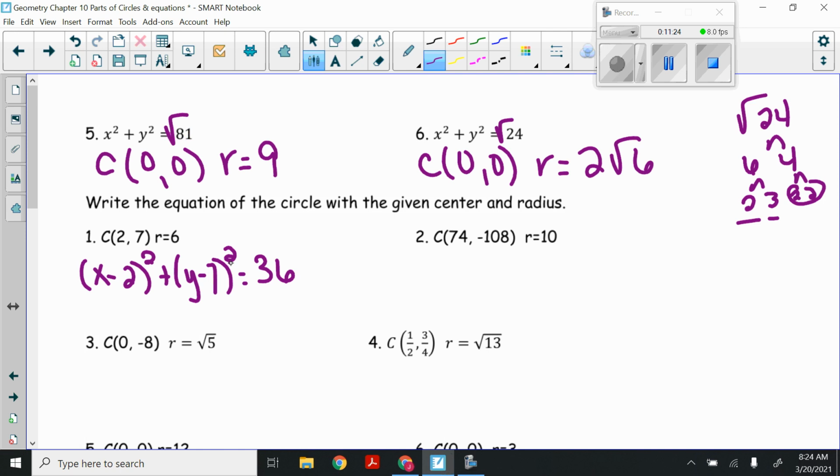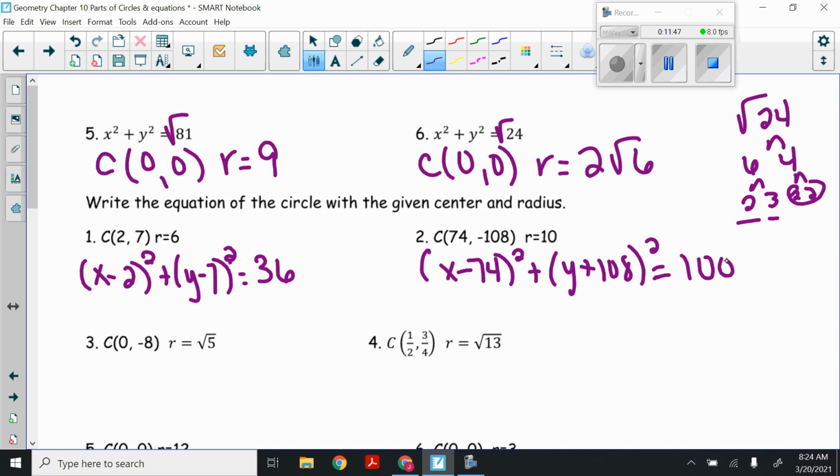Number 2, the center is 74, negative 108. So I have a positive 74, so it would be x minus 74 quantity squared. Plus this was a negative 108, so that's going to be y plus 108 quantity squared. They tell me the radius was 10, so 10 squared is 100. So there's our equation.